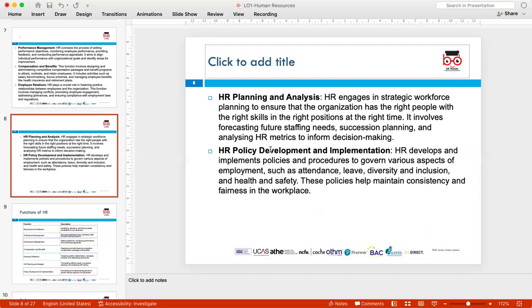So I'll give you one example. HR at a retail store creates a mentorship program where seasoned employees help new hires learn the ropes, improving job performance and reducing turnover. Legal compliance. HR keeps the organization compliant with labor laws and regulations. For example, HR ensures a local bakery complies with labor laws by keeping accurate time records and making sure all employees receive proper breaks.